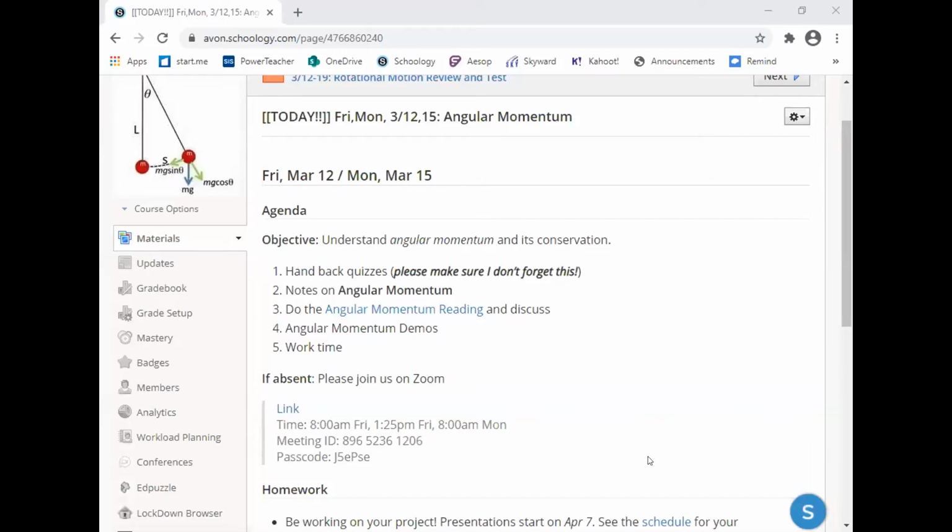Okay, so in a moment here, I'm going to make sure to hand back your quizzes from last time. We're going to talk about the last little bit of rotational motion that we have to go. That's angular momentum. In the last 2 weeks, we've covered the entire semester, with the exception of momentum. So we're going to talk about angular momentum here. I've got a couple of demonstrations for you, and then you'll have some work time.